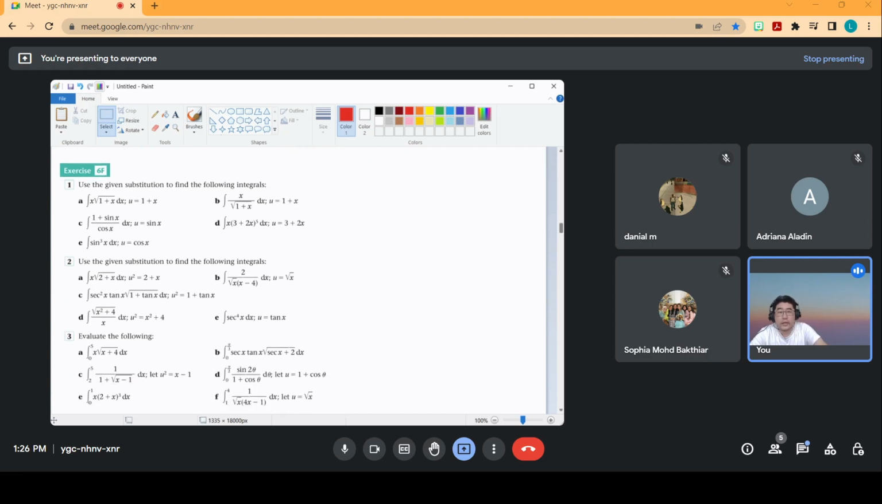So you can see that there are different types of substitution that you actually can do. I hope that you all can start working on your work.